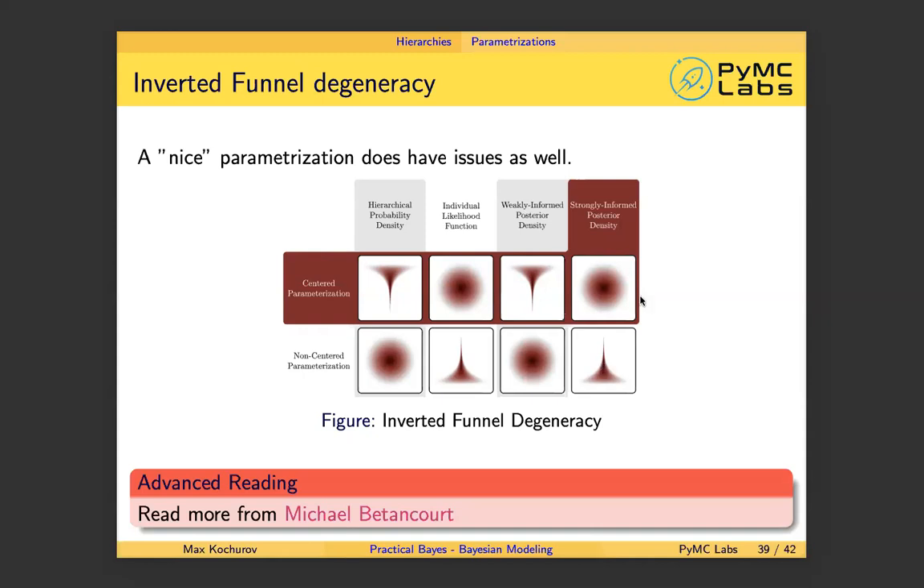But in most cases, the non-centered parameterization is the way to go. And it's a good suggestion to just start with non-centered parameterization. And if something is behaving wrong, then you can try centered parameterization as well, because it's very hard to predict if you will have a very informed posterior density or not.